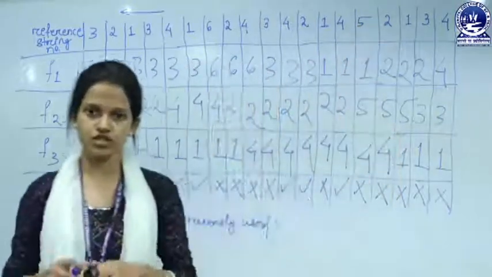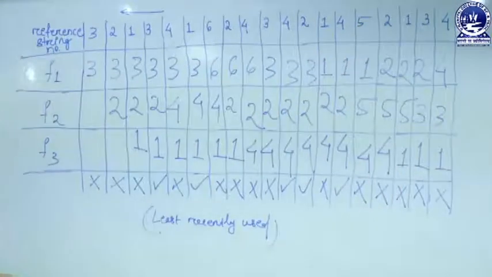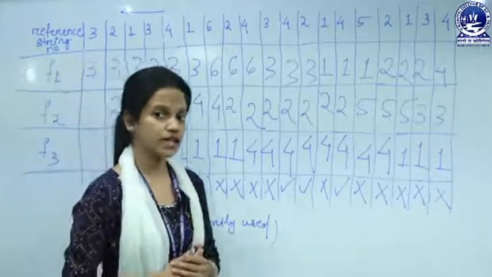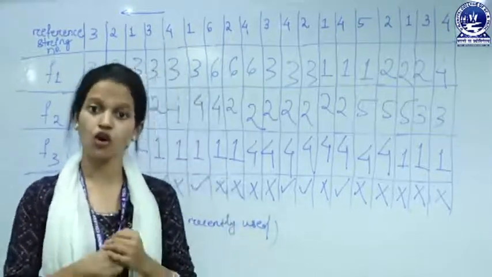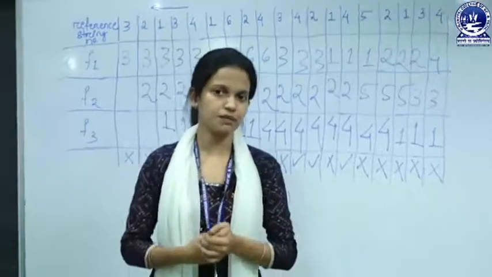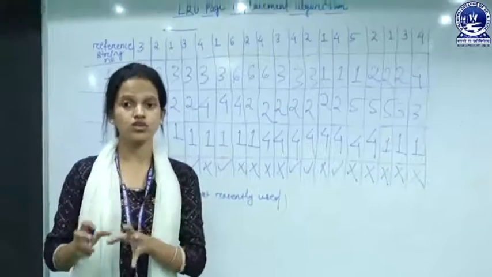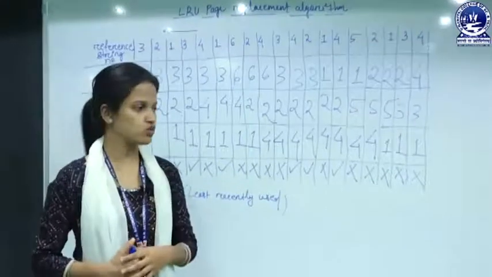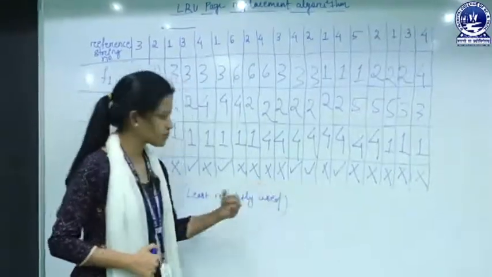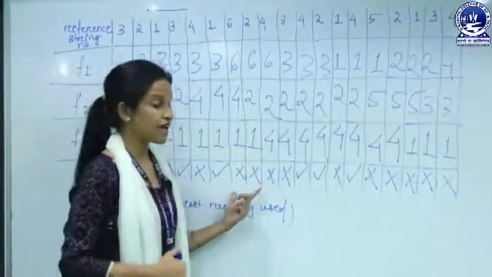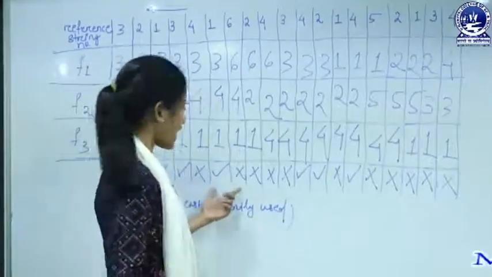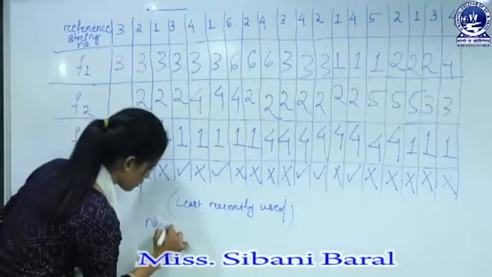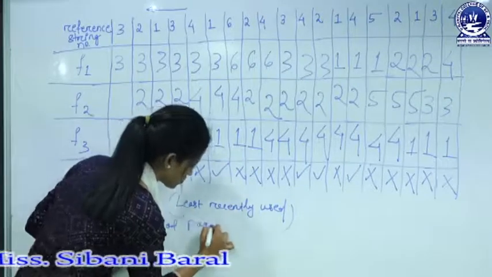So this is the procedure for how to solve the LRU page replacement algorithm. We replace the page which has not been used for the longest amount of time, or the page which was not used for a long time. Fine. So that is called least recently used. Now with this algorithm we have to find out the page faults and the hit ratio. So count the number of page faults.